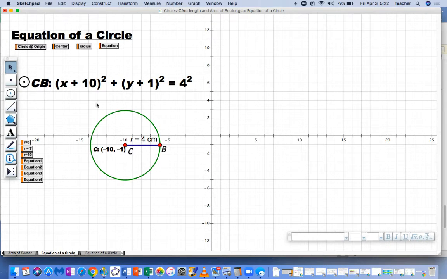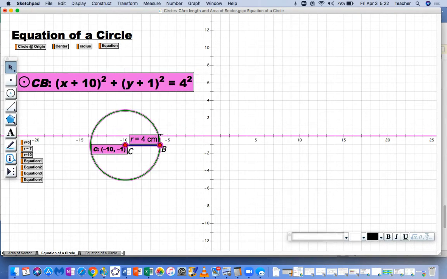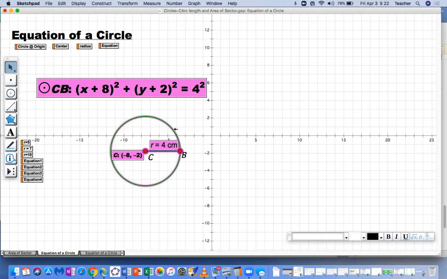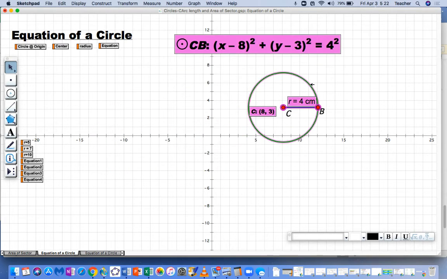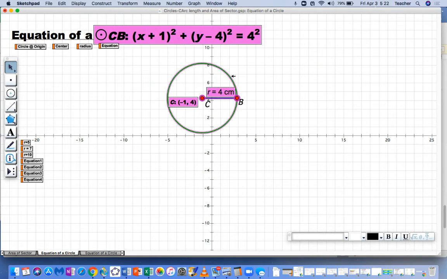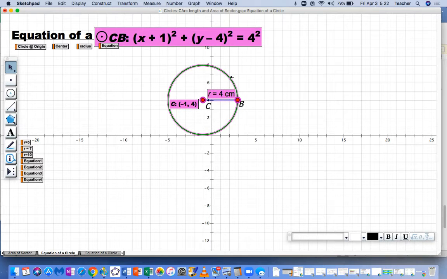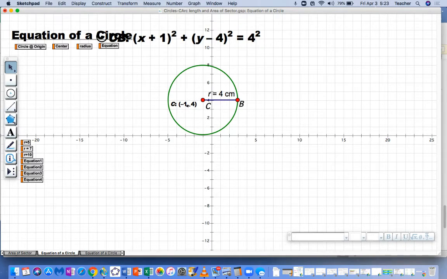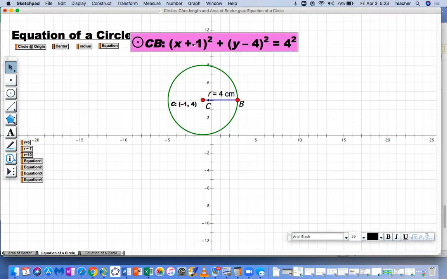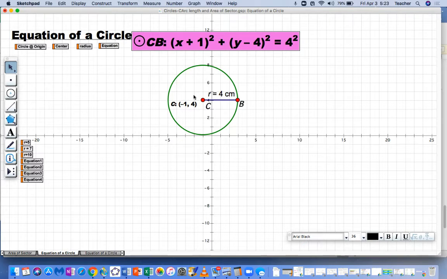Okay, so again, center point, make sure you think opposite. But that after the equal sign is going to be that radius squared. So that's going to be 16. So again, we're going to move this thing. The radius is not going to change. It's still going to be 4. But let's say we just move these coordinates. The center point all of a sudden is negative 1, 4. So center point negative 1, 4. That means plus 1 minus 4. Same radius, 4 squared, which is 16.